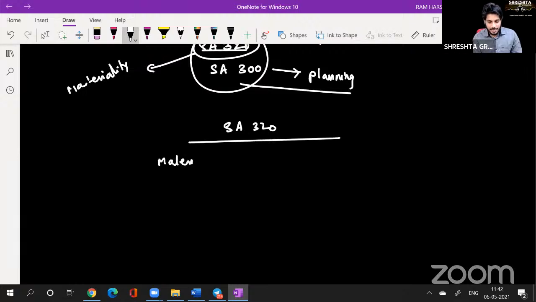Materiality in planning and performance of an audit.